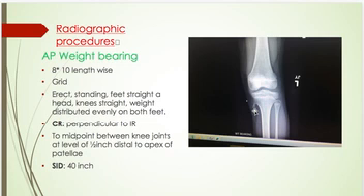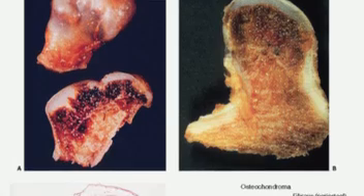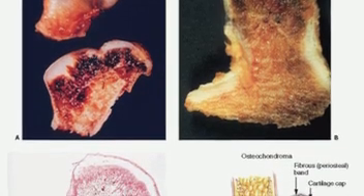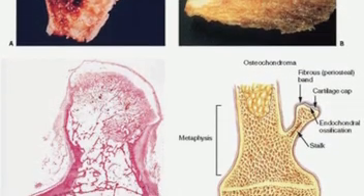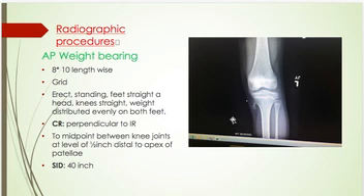The lesions can be sessile or pedunculated. Sessile means the base is wider and is associated with a higher risk of malignancy. But in our case here, as we see, it is pedunculated, which usually grows away from the joint.